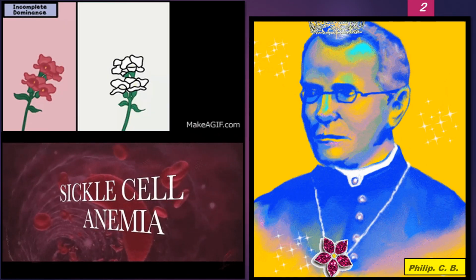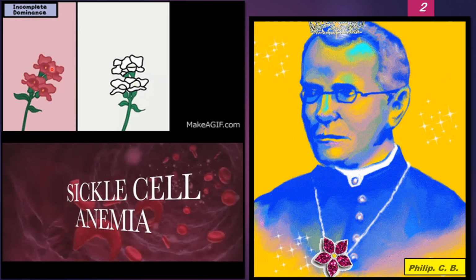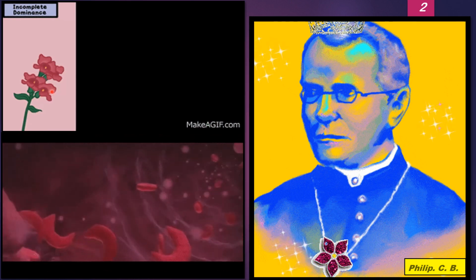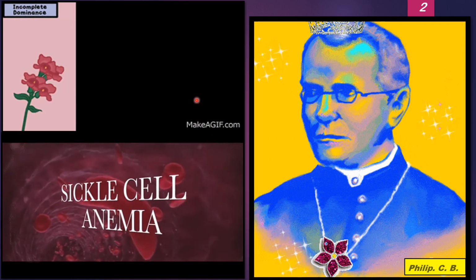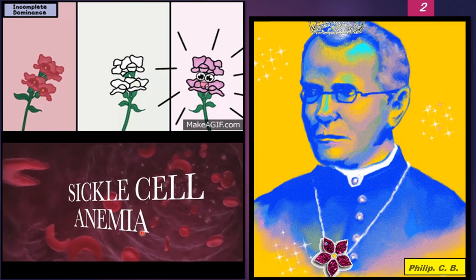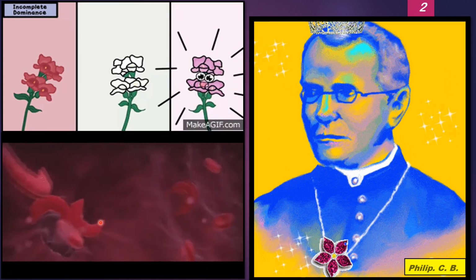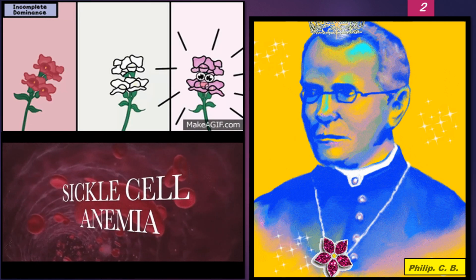Further, we are going to see a few animation images. Here we can see incomplete dominance, that is a pink colored flower and a white flower. When crossed, we get a purple colored flower. Then sickle cell anemia, where we can see the RBCs in sickle shape or C shape, and here the scientist Mendel.